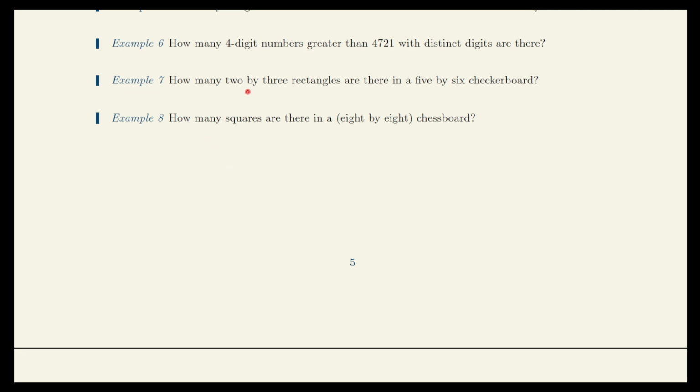So example 7, how many 2 by 3 rectangles are there in a 5 by 6 checkerboard? So if you remember, we solved something similar about how many squares you can fit in. And then now that we know the sum rule as well, I can ask you about the rectangles. So how many 2 by 3 rectangles are there in a 5 by 6 checkerboard? And that's, by the way, an interesting question. How many squares are there in a standard chessboard, 8 by 8? So we want to see in total how many squares we can count in a standard board. Okay, so I will wait for you.